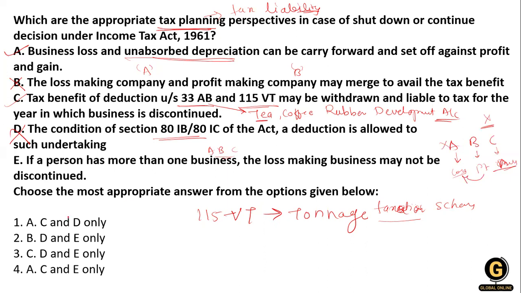So according to this, option A, C is right. So A, C is option number 4, which is right. Okay, so option number 4 is the right answer. Clear?